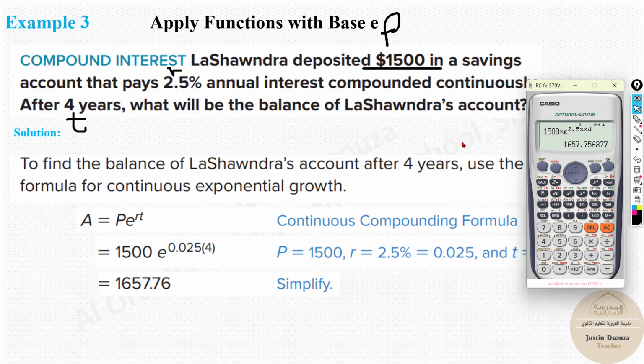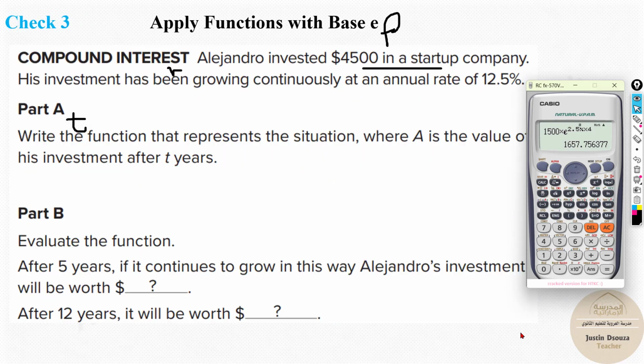The amount using the continuous compounding formula would be 1657.76 after 4 years. So this is how we solve it. Now this is the answer.